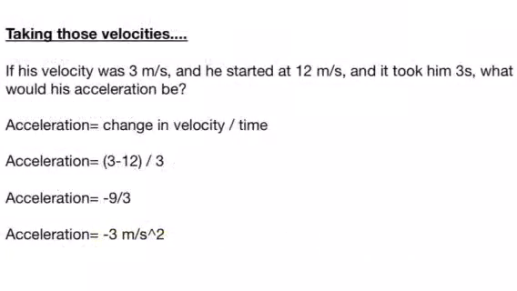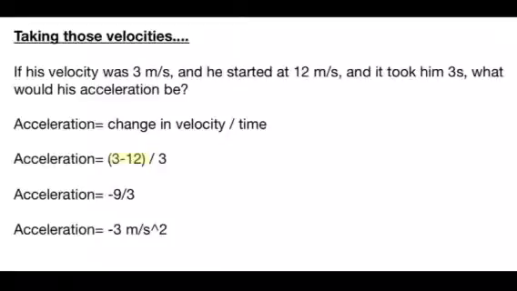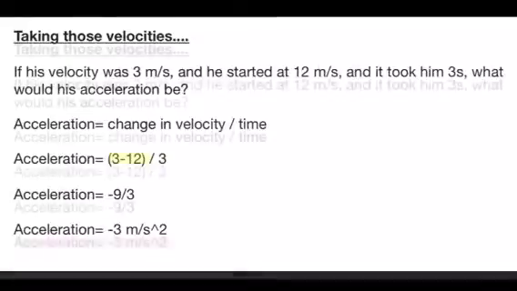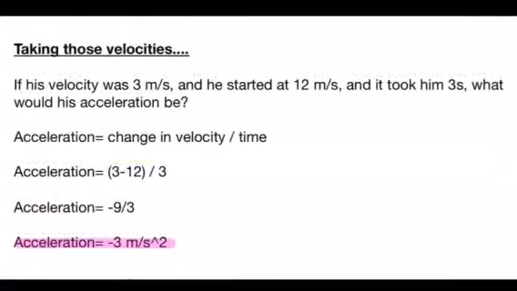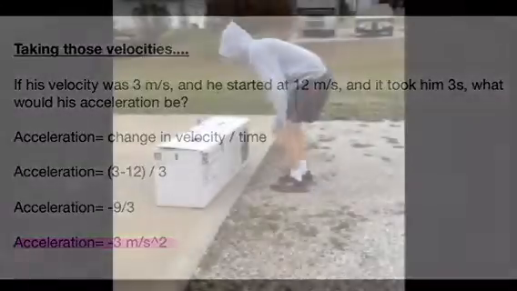Now taking those velocities, if his velocity was 3 meters per second and he started at 12 meters per second and it took him 3 seconds, what would his acceleration be? So acceleration, remember, equals change in velocity divided by time. So it would be the second and final velocity minus the first velocity. So it would be -9 divided by the 3 seconds. So his acceleration would be -3 meters per second squared.